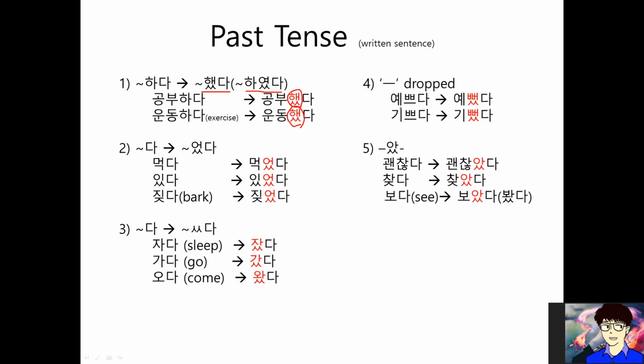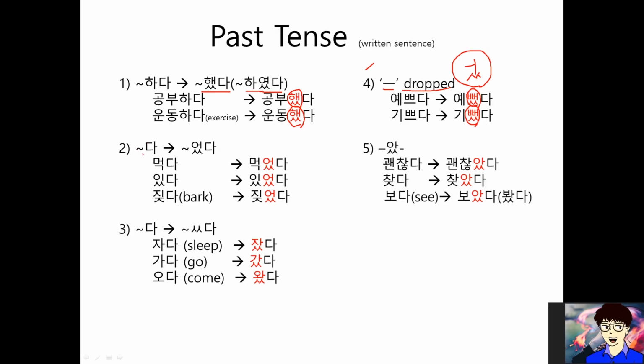Good. Let's move to the fourth case first. When there are verbs like 예쁘다 or 기쁘다, in that case, you should change the verb form like 예뻤다. So, 쁘 is changed like 뻤, right? 기뻤다. Which means 으 is dropped, right? 으 is dropped. And 으 is changed like 었. Okay? Good.